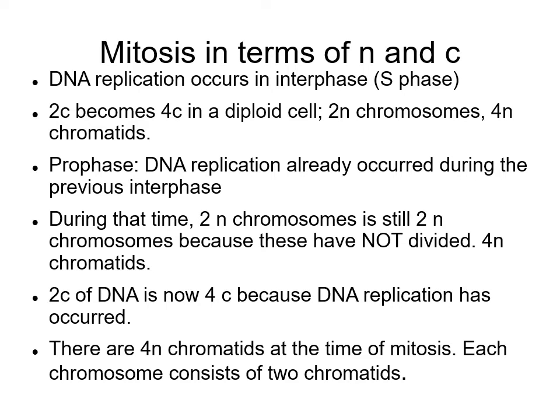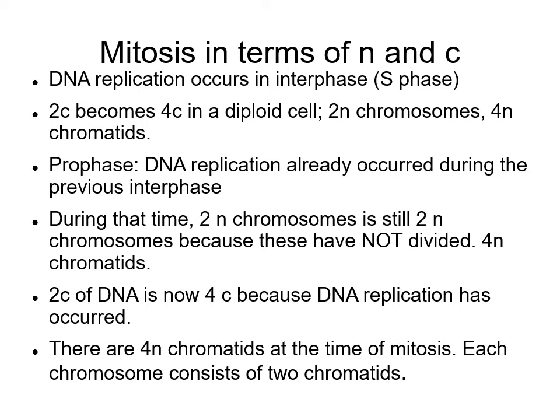Okay, so I think I just said some of this. The 2C becomes 4C in a diploid cell. Importantly, you still have 2N chromosomes at the end of replication, even though each one has 2 chromatids on it. So don't think of a chromatid as a chromosome. Consider a chromatid as being half of a chromosome that's already finished its replication phase.